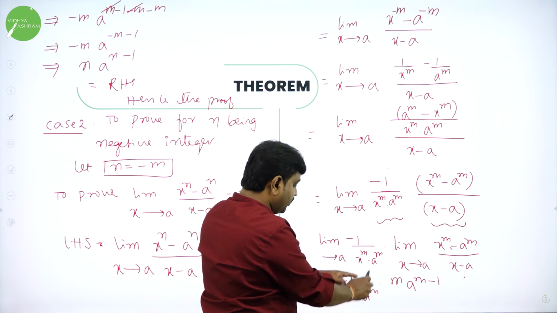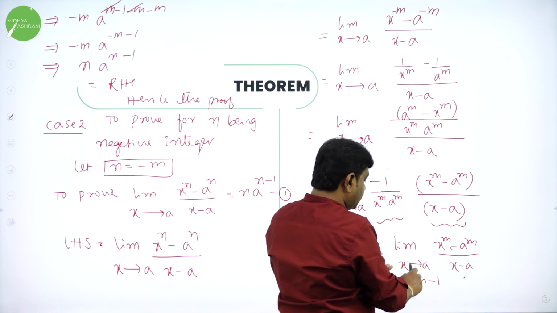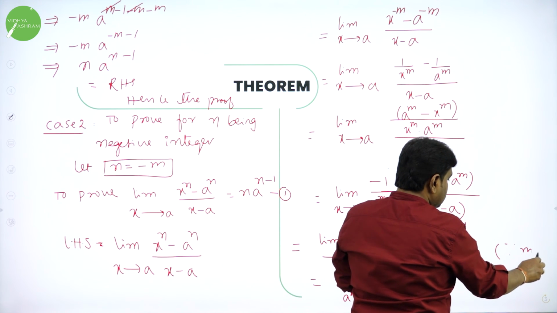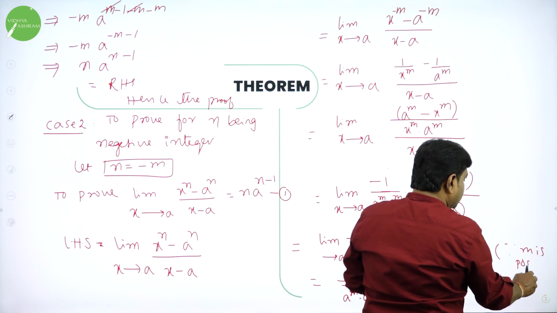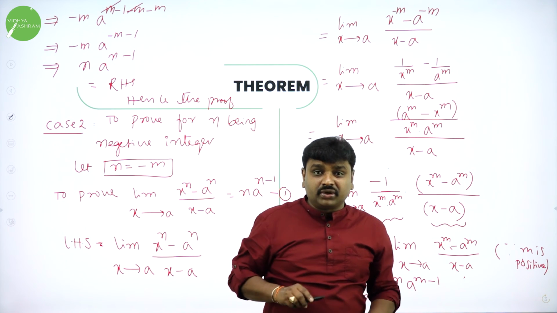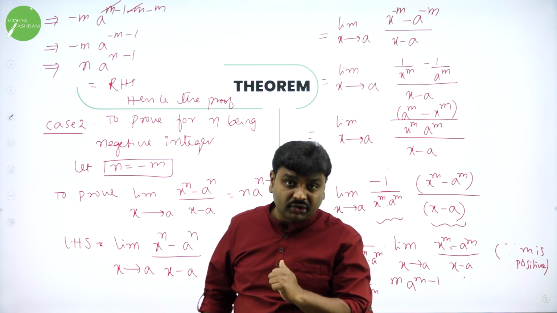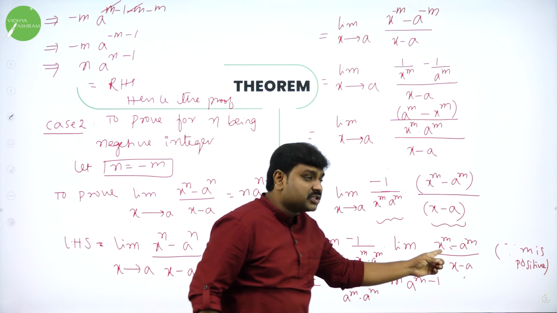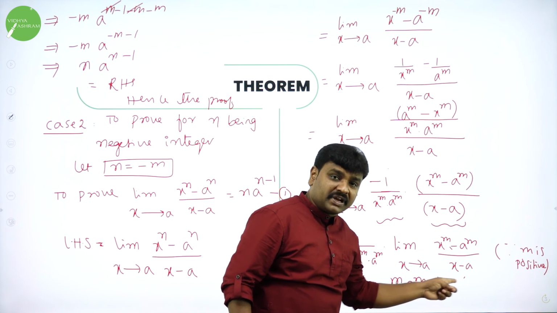We already have a power m, and for this we cannot apply the limit, but here m is positive. Since m is positive, I can apply the theorem. The theorem is true for positive integers. Minus m is negative, m is positive. I told you minus 2 is negative, and 2 is positive. Like that, minus m is negative, but m is positive. So for positive, I can apply the theorem.